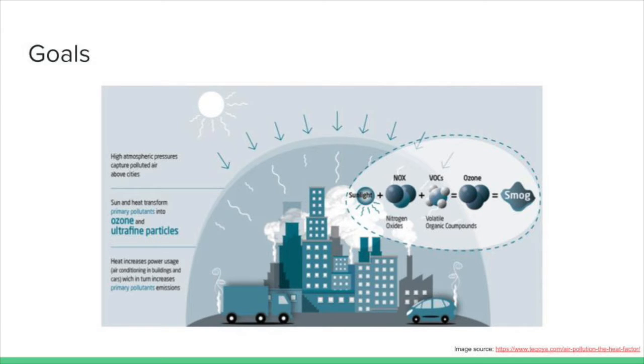The goal of this experiment was to analyze the relationship between ultraviolet light intensity and carbon monoxide levels and use that to gain a better understanding of the relationship between UV light and smog in general.